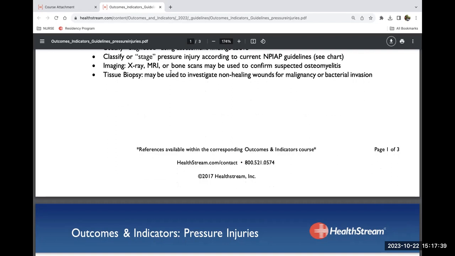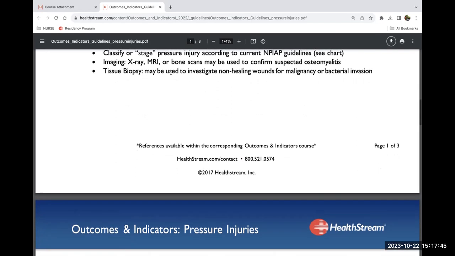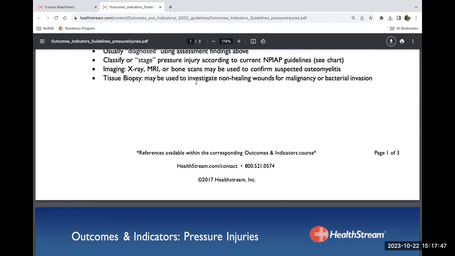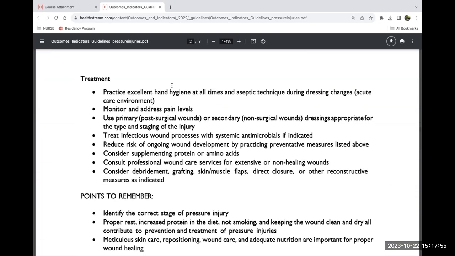Imaging, X-ray, MRI, bone scans to confirm suspected osteomyelitis. Tissue biopsy may be used to investigate non-healing wounds for malignancy or bacterial invasion. Treatment: practice excellent hand hygiene at all times and aseptic technique during dressing changes in the acute care environment.